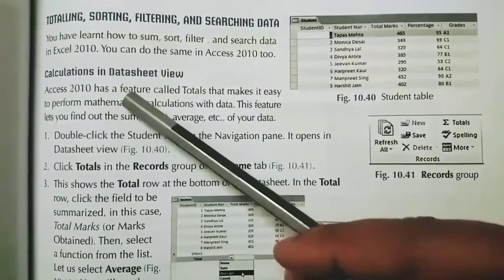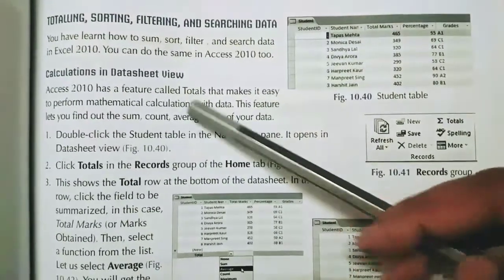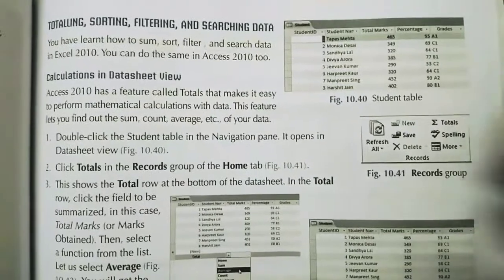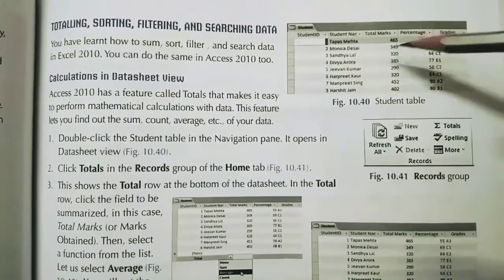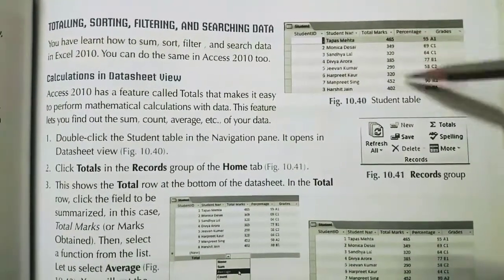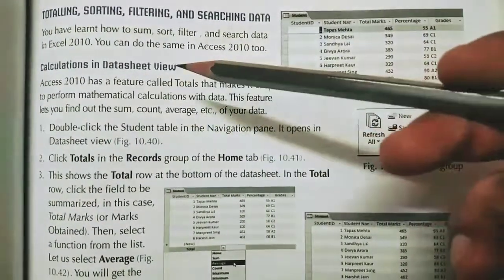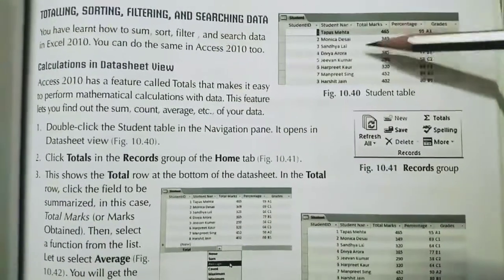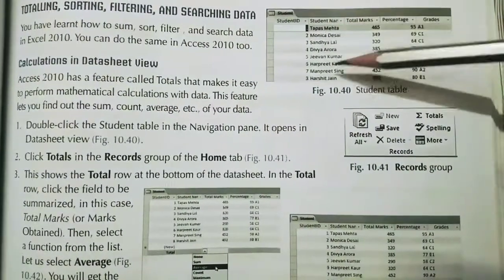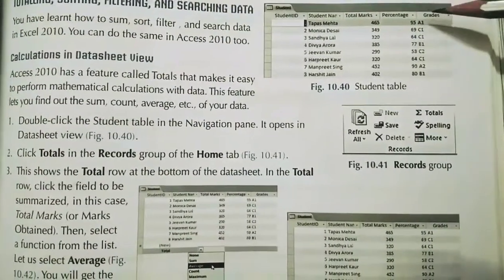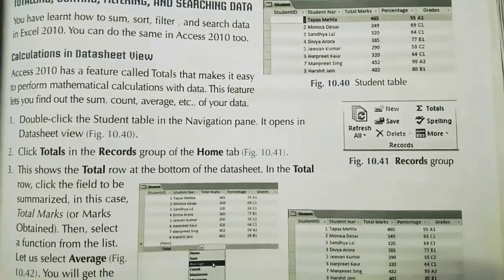So, calculation in datasheet view. Like in Excel 2010, you have seen how to calculate the percentage, total marks and any calculation you can do. Here also you can do the calculation in datasheet view. This is the student table. You can see the names, total marks, then percentage, then grades. So how are all these calculated?